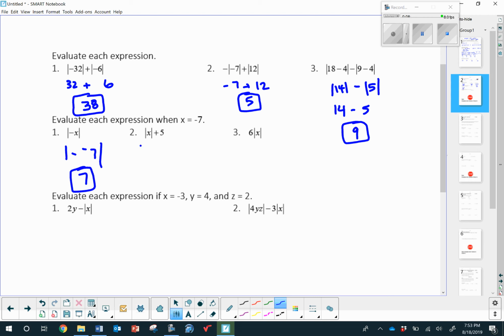So we have the absolute value of -7 plus 5, which is just 7 plus 5, giving us 12. Here I have 6 times the absolute value of -7, which is just 6 times 7, which is in fact 42.